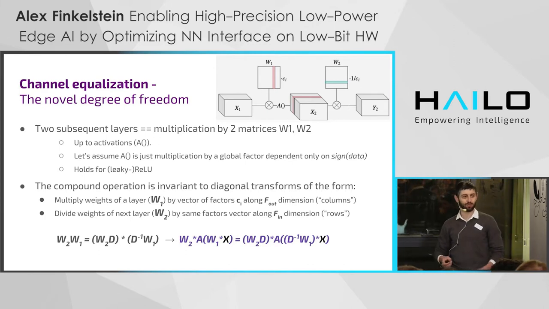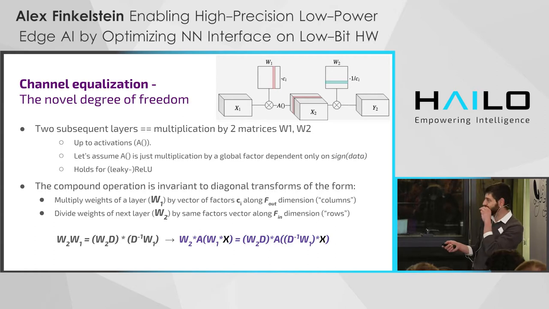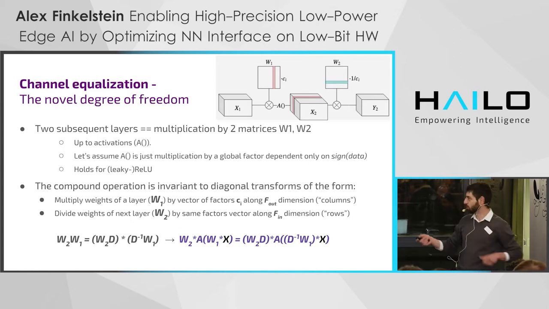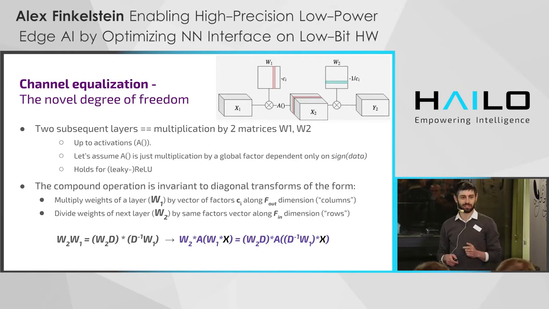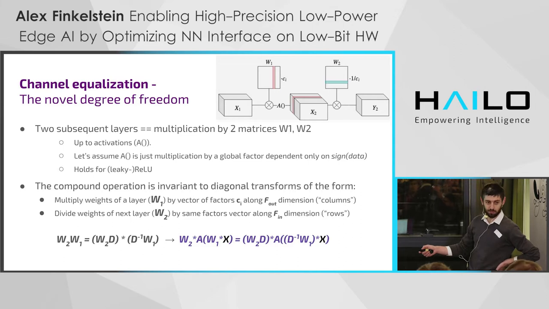And if you remember, I asked you to ignore the activation for a moment. And indeed, activation may be a problem in the general case, but in most convolutional networks, the activation is, for example, ReLU or leaky ReLU. It can be described as multiplication by a factor which is dependent only on the sign of the data. So it's a piecewise, two-piece multiplication. So since this transformation doesn't change the sign, the activation is also transparent. Okay, so it's not completely multiplication of matrices, but it's multiplication of matrices with something in the middle, which is transparent to it. And if you look at the formula, you can see that it can be moved and then removed. Okay, so what is it good for?